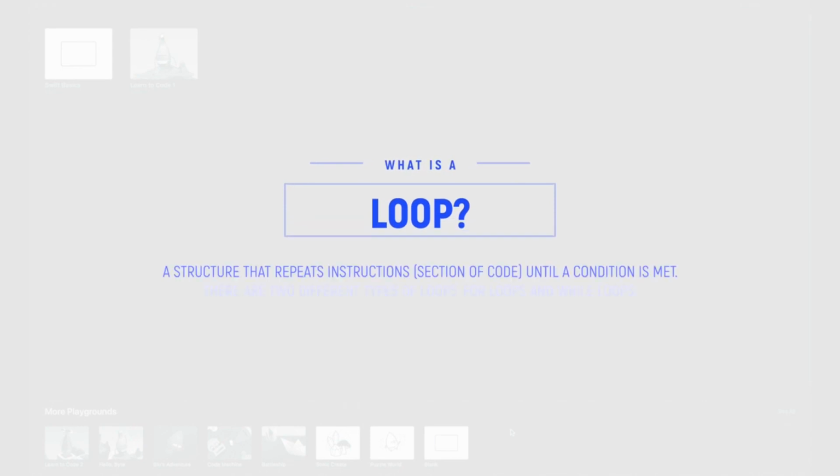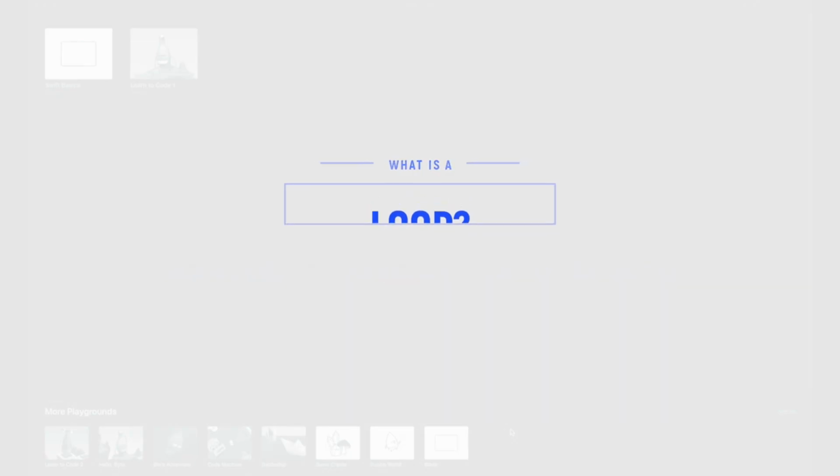Okay, so first and foremost, what is a loop? Now, it may be fairly self-explanatory, but essentially a loop is a structure that repeats instructions or a section of code until a certain condition is met. So there's two different types of loops. They're what we call for loops and while loops.